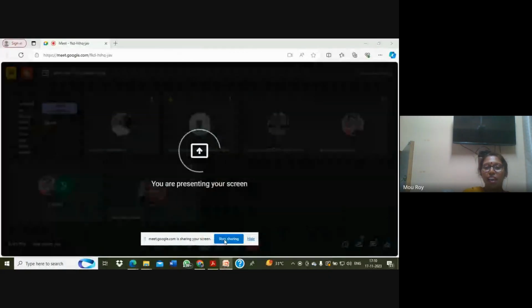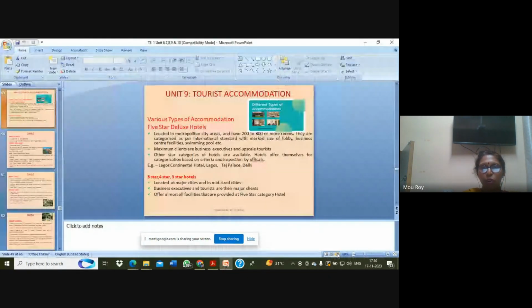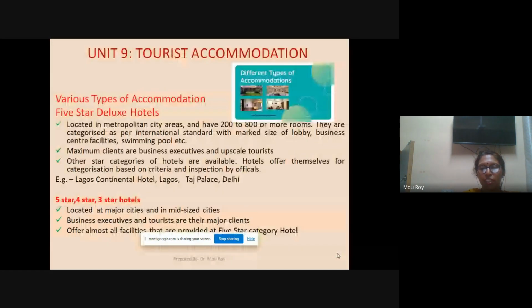So, this is Unit 9. And Unit 9 is all about tourist accommodation, various types of tourist accommodations.